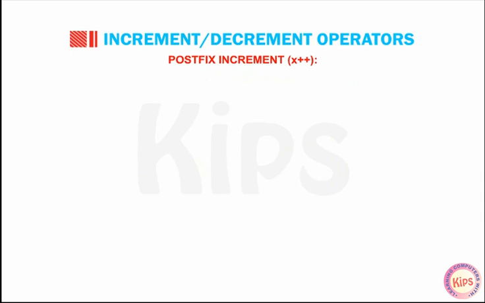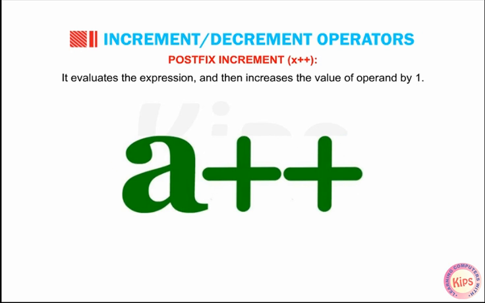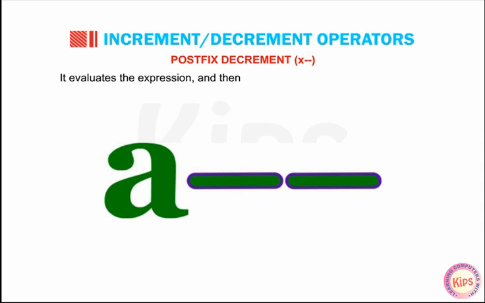Postfix increment, x++. When an increment operator follows its operand, it is known as postfix increment. It evaluates the expression and then increases the value of operand by 1. Postfix decrement, x--. It evaluates the expression and then decreases the value of operand by 1.